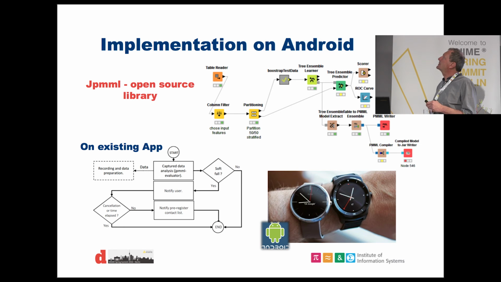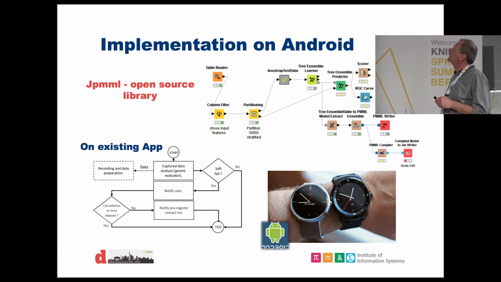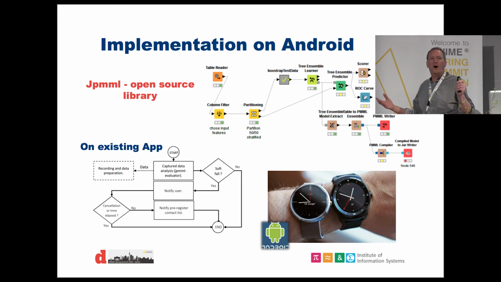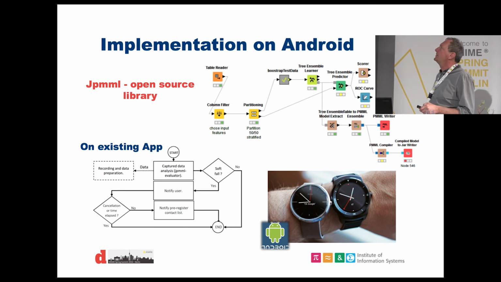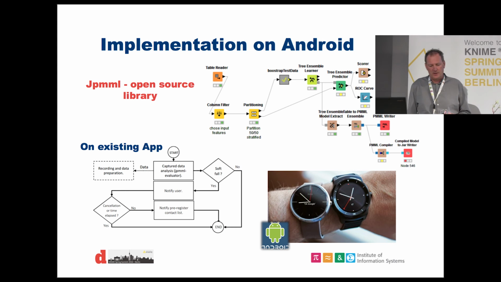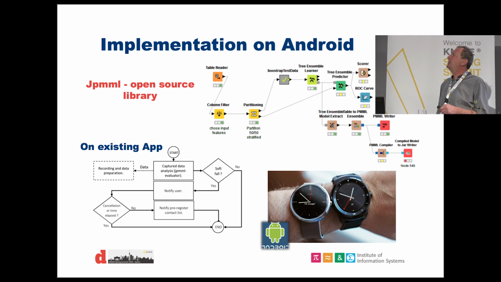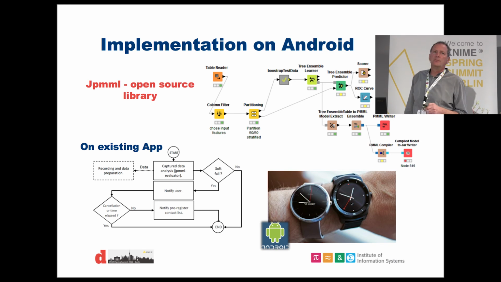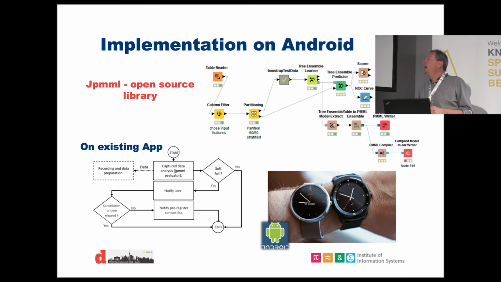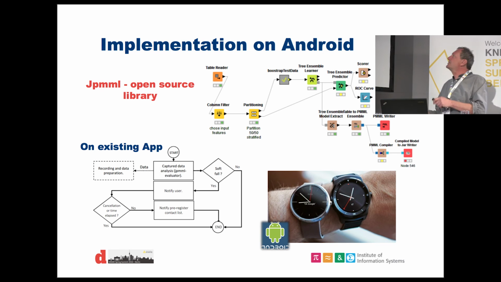And then, using that, what we did at that time was to have this model extraction here and create a PMML file that can be used directly in the Java code on the Android app. We used the JPMML open source library to do that. Basically, this library is able to run on Android, and so we could port it directly.